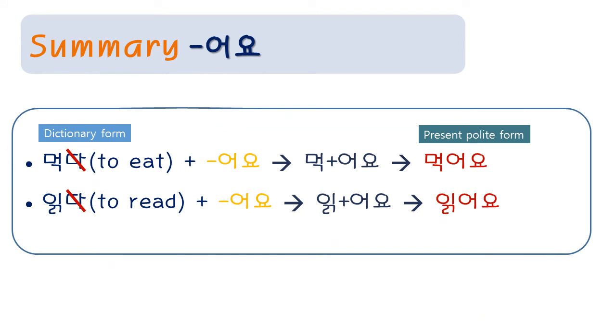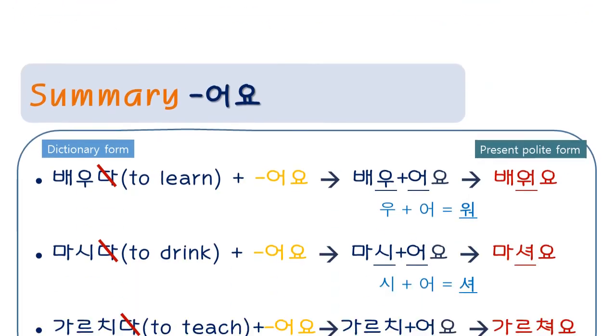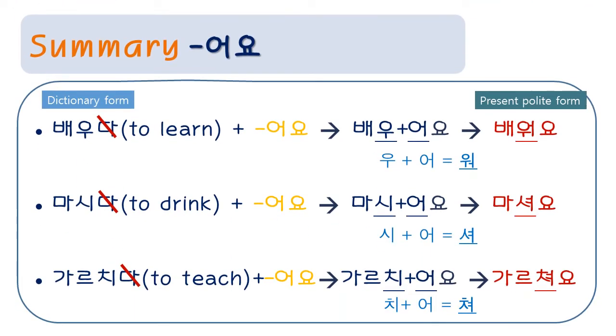Alright, everyone go through and practice and see if you can read all of the verbs in the conjugative form and then listen to check the pronunciation. 먹다, 먹어요. 읽다, 읽어요. 배우다, 배워요. 마시다, 마셔요. 가르치다, 가르쳐요.